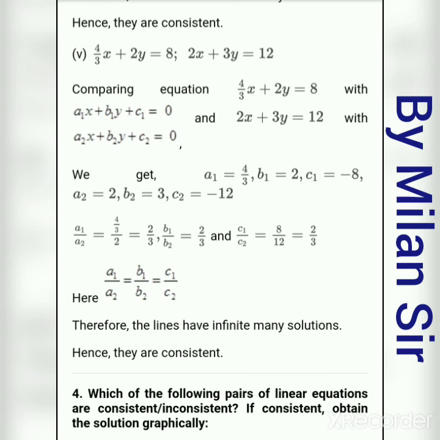But if our c1 upon c2 is not equal to b1 upon b2, then the following pair of linear equations are inconsistent, because that is the condition for parallel lines.